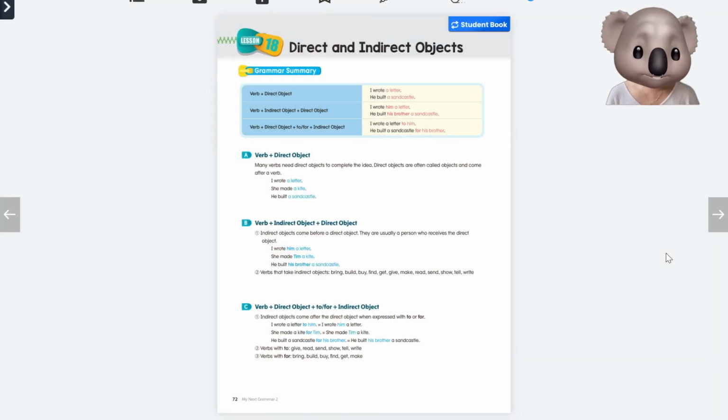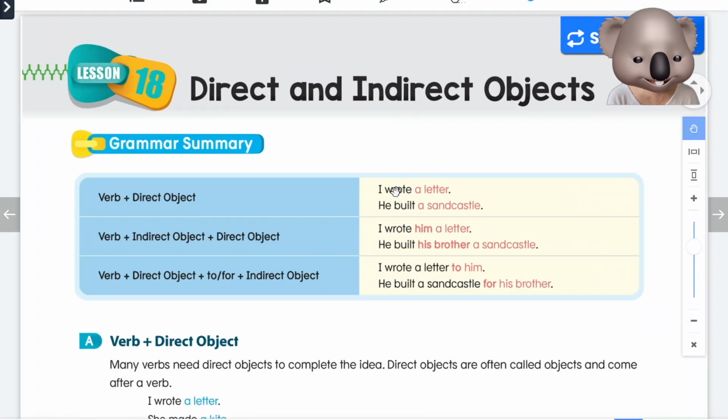Today, we'll be reviewing Lesson 18, Direct and Indirect Objects. Remember, direct objects are the things that help us finish our idea. 우리 문장을 마무리해주는 단어들. They usually come after the verb. For example, if our sentence was I wrote, 썼다. 무엇을 썼어? A letter would be our direct object. 또는 he built. 뭐를 만들었어? He built a sandcastle. A sandcastle is our direct object.